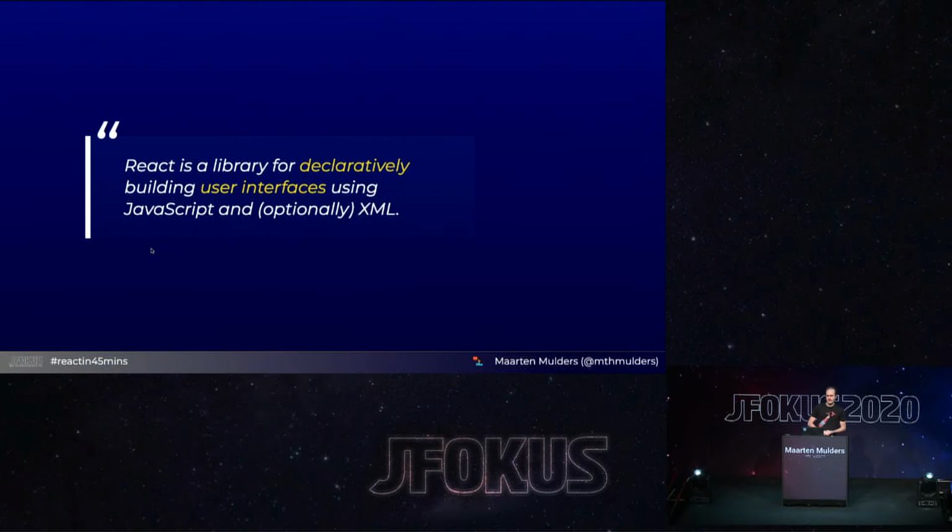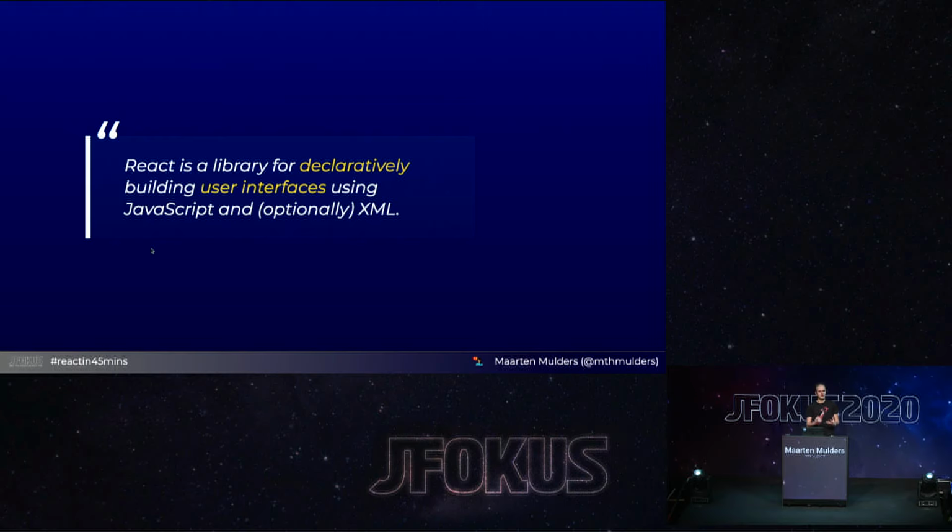Let's get started. What is React? React is described as a library that lets you declaratively build a user interface using JavaScript and optionally XML. Now, what's interesting here is the word declaratively, because using React, you can actually declare what your user interface looks like instead of writing it out imperatively. And the word user interfaces is very important. React is really targeted at building user interfaces, but it does not say what kind of user interfaces.